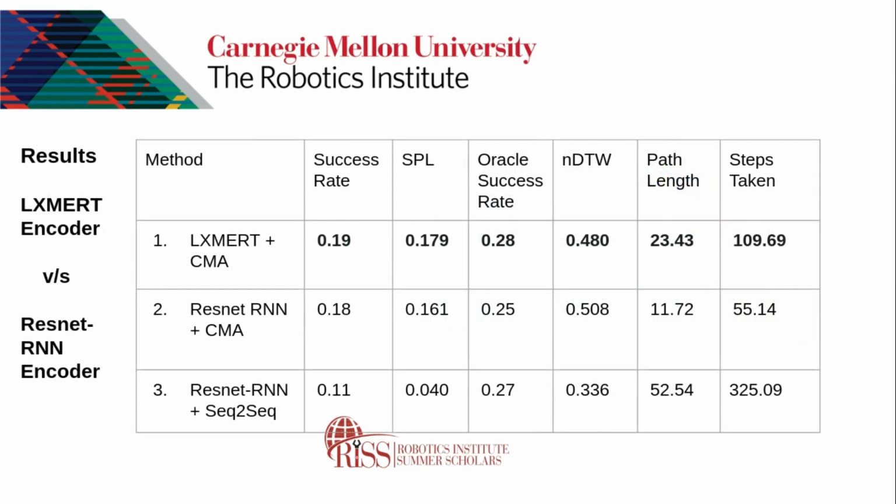Now coming to our results, we perform a study where we compare the use of the LXMERT encoder as compared to the ResNet RNN encoder which was used in the baselines. We find that the LXMERT plus CMA approach has good gains as compared to the ResNet RNN model. We note here that the LXMERT plus CMA model was trained on a subset of the data, and when trained on full data, we believe that the LXMERT model will give even better results.